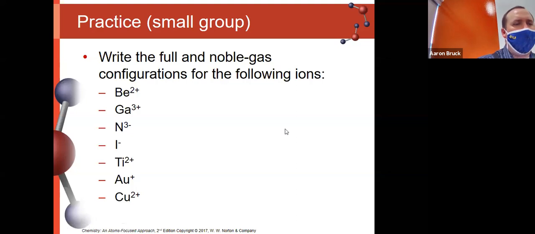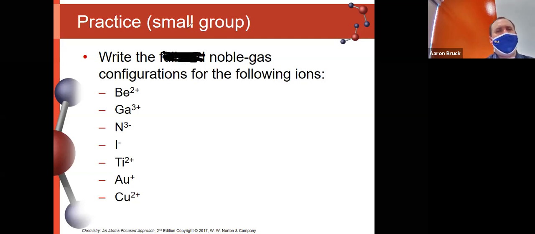All right, once again, we'll just do the noble gas configurations. So go ahead, let's take another 4 minutes or so. Write out the noble gas configurations for these ions, keeping in mind that if it is positively charged and possesses d electrons, you're going to have to skip around the d block to get those electrons out. Go ahead and go.